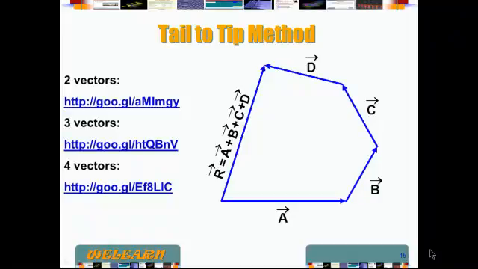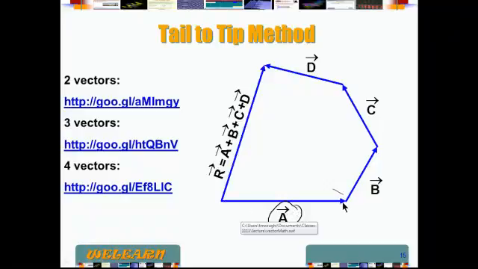One method for adding vectors is what we call the tail-to-tip method. For example, if we are trying to find the vector resultant R that's equal to A plus B plus C plus D, the way we get the sum is by starting with vector A. You see the arrow for vector A. So we draw it in any position we want.